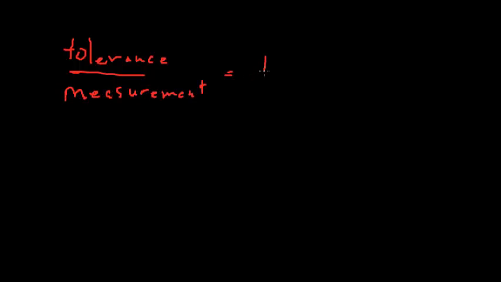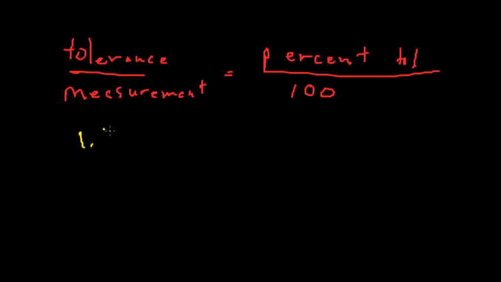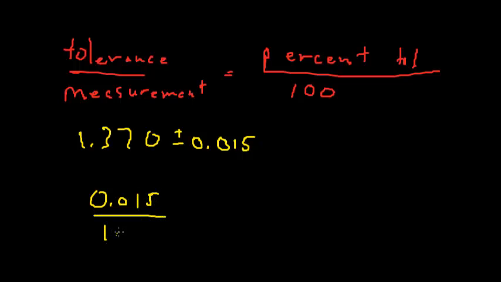For tolerance, the tolerance over the measurement I'm taking is equal to the percent tolerance over 100. So if I'm given this measurement, 1.370, give or take, so plus or minus 0.015, the percent tolerance then is my tolerance 0.015 over the measurement 1.370, and that is going to equal then my unknown percent tolerance over 100.